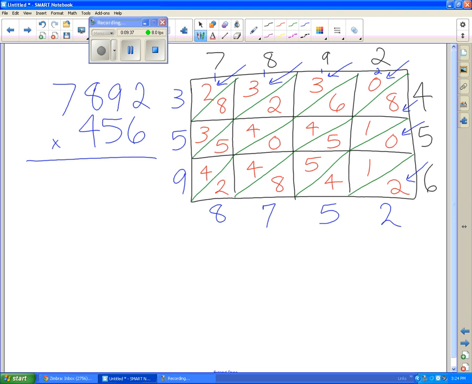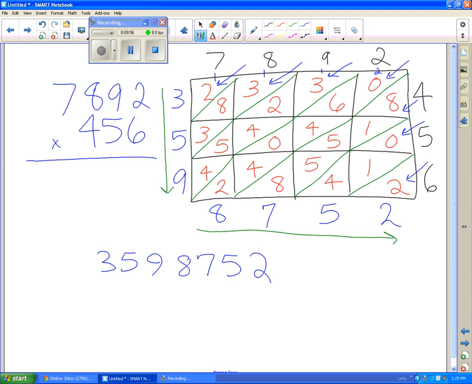So now I want to read these numbers going from top to bottom on the left, and then left to right across the bottom. So my answer, 3, 5, 9, 8, 7, 5, 2. And then I'm going to go ahead and draw my commas. So my answer is 3,598,752.